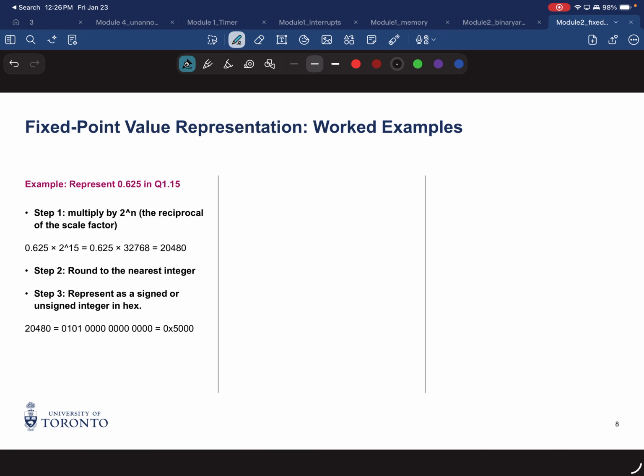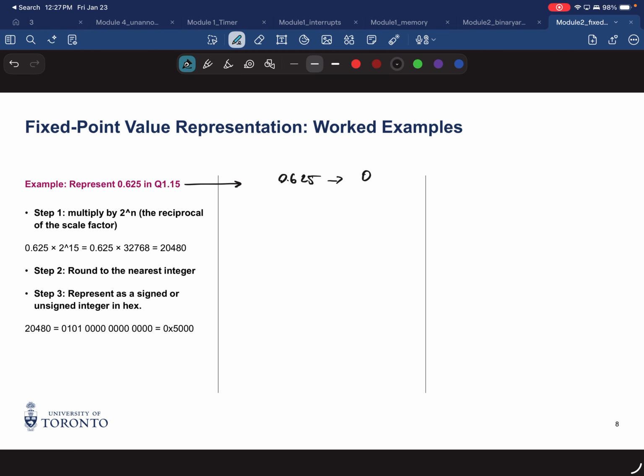Now let's go do the reverse. How can we do 0.625 in Q1.15? Okay? Since we know we have to have one sign bit and no integer bits, and since this is positive, it's going to be 0. It's a positive number. Now I start the fractional.